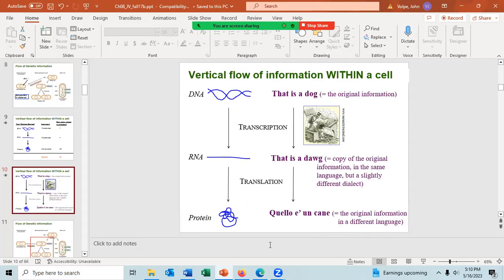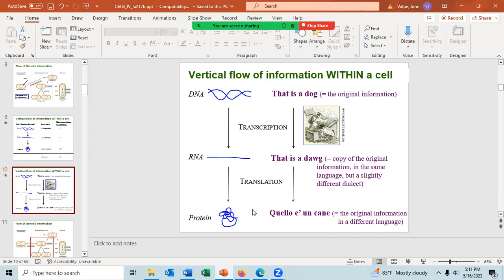When we're saying the information is encoded in the nucleotides of DNA, you can say something like, that is a dog, that information is encoded in the DNA. In RNA, it is similar, but slightly different, like a different dialect. And you could say it's translated into, that is a dog. And then in the protein, the information would be the same information, but in a totally different language. And it would be something like, quello è un cane. Okay. Any questions about the vertical flow of information within the cell?